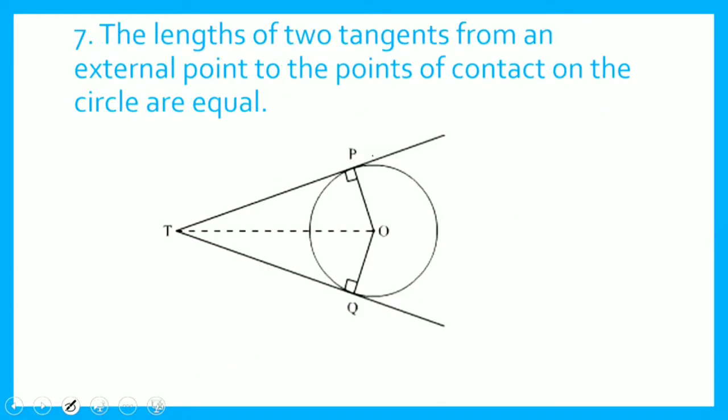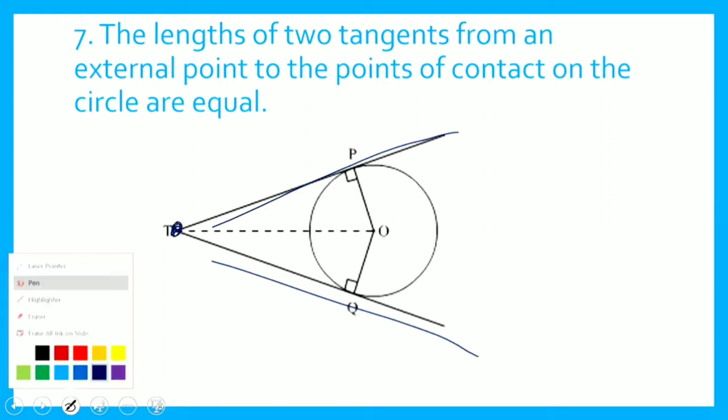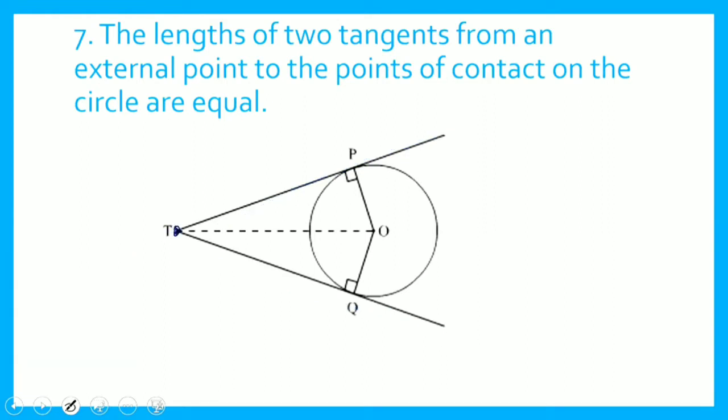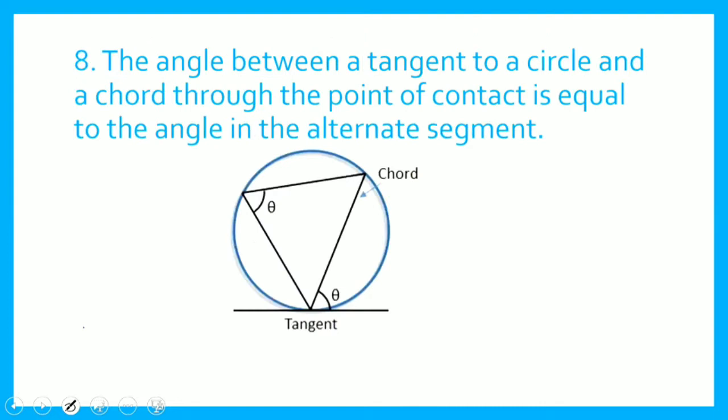All right. Next thing, so number 6 led to the other one. The lengths of two tangents from an external point. So here are the two tangents from an external point, T. So the two tangents are coming from T to the points of contact on the circle. These two lengths must be equal. So TP and TQ would be equal. All right. And it's kind of obvious.